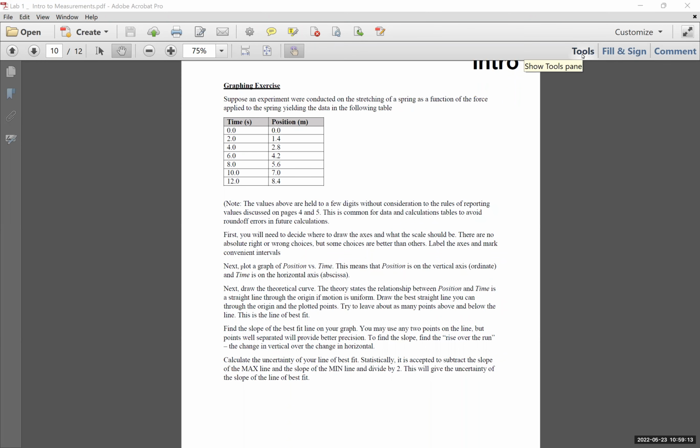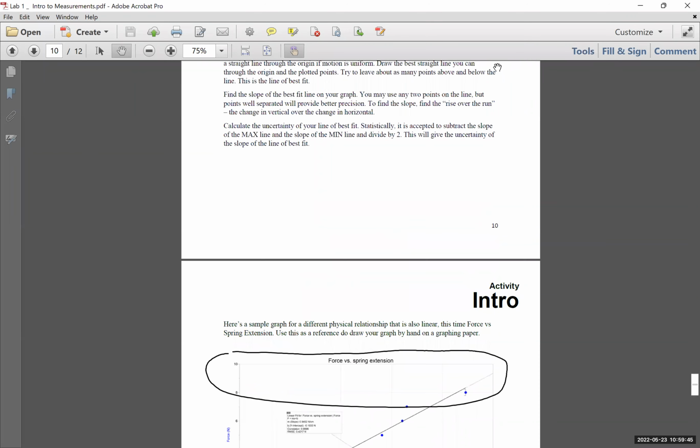Hello, everyone. This is going to be a short video, and I want to cover the last part of Lab 1 here, mainly how to do the uncertainty for your best fit line. To do this, you should pretty much follow all the instructions above it. That means take the data for time and position and plot it on a graph. And I'm going to give you approximately what it should look like.